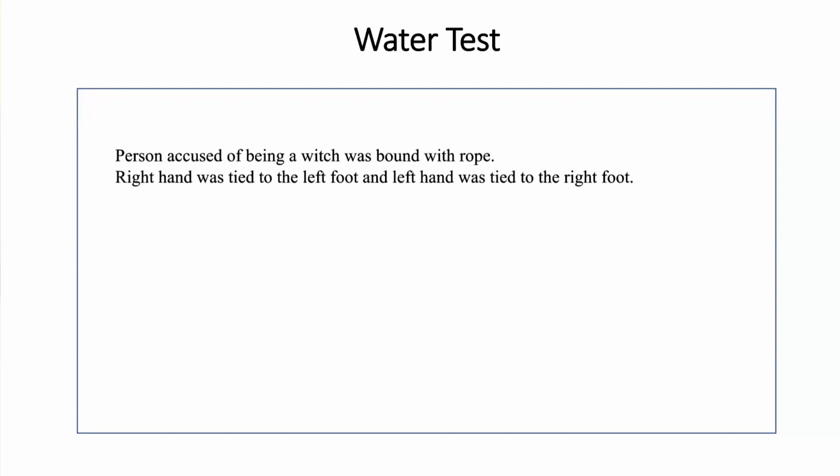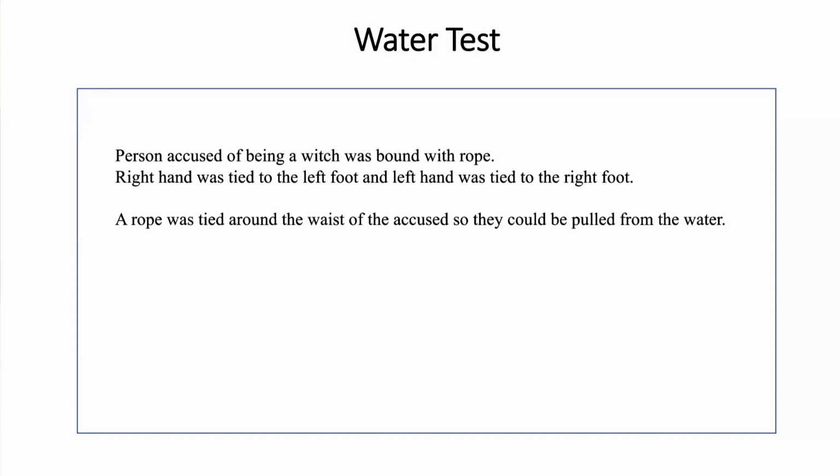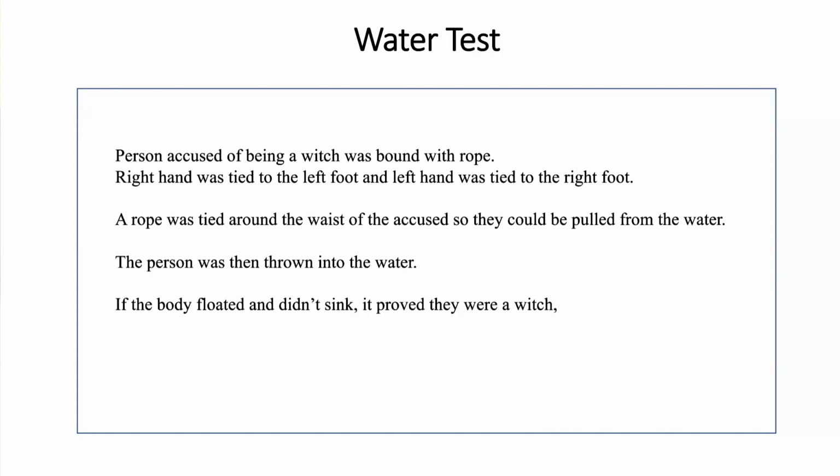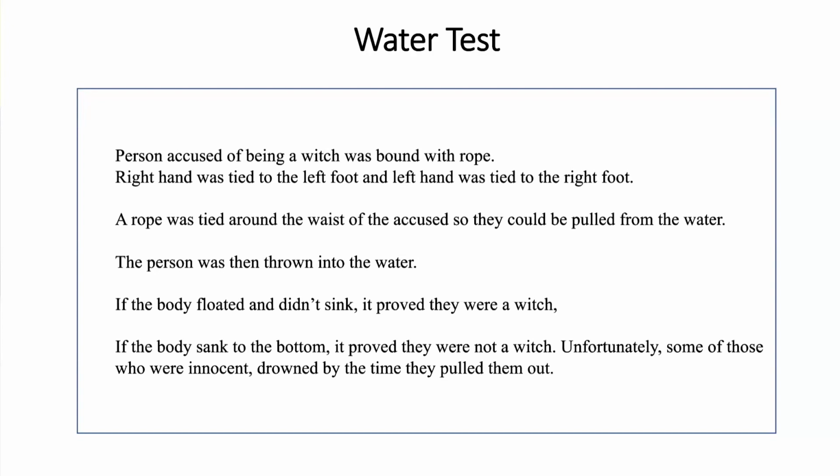What was the water test? One form of it was where the person accused of being a witch was bound with rope. The right hand was tied to the left foot and the left hand to the right foot. A rope was tied around the waist of the accused so that they could be pulled from the water. The person was then thrown into the water. If the body floated and didn't sink, it proved that they were a witch. If the body sank to the bottom, it proved that they were innocent.